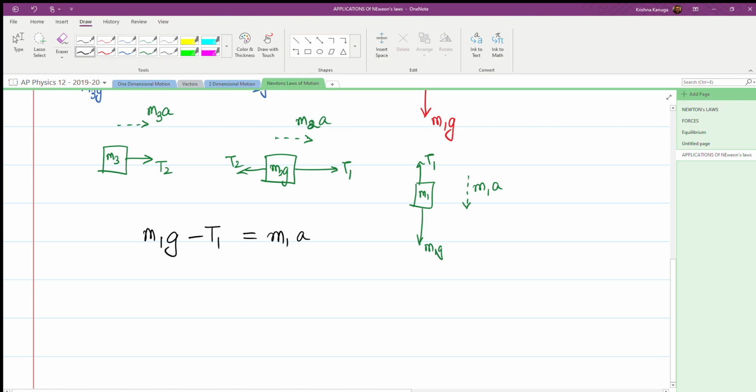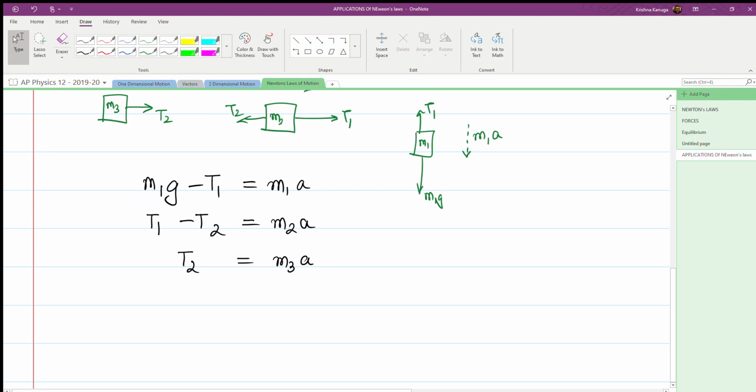Similarly, for 2, we know that, oh, I have a G here, that shouldn't be there. So for 2, we see that block 2 is going to move to the right, and therefore the force pulling it to the right has to be greater than the force pulling it to the left. So we have T1 minus T2 is equal to M2A. And then for 3, we only have one force, which is T2, which is equal to M3 times A.